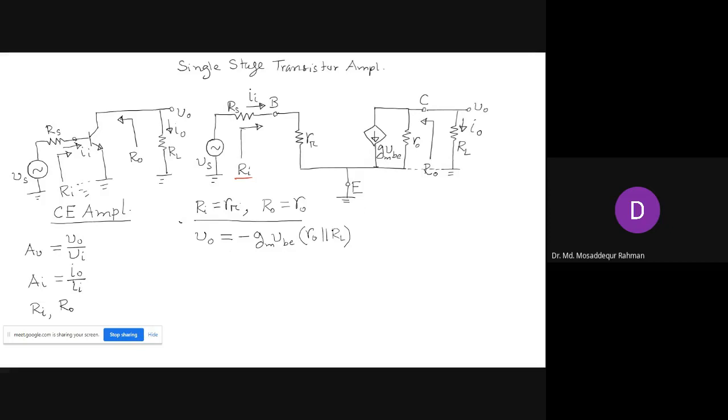And from this expression, we can write one expression for the voltage gain, that is V naught by VBE, and that is equal to minus gm, and that is r naught in parallel with RL.